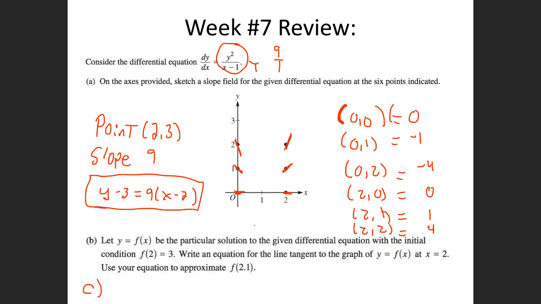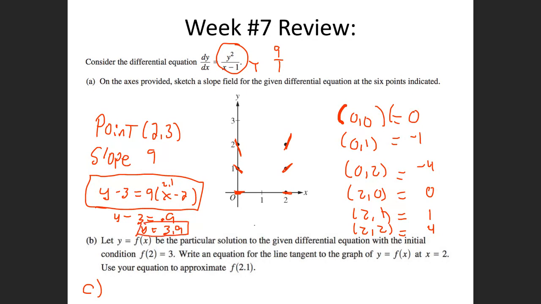Then it says use your equation to approximate f of 2.1. If I put 2.1 in here, 2.1 minus 2, that's 0.1. 9 times 0.1 is 0.9. So I have y minus 3 is equal to 0.9, so y is equal to 3.9, if my math is correct.